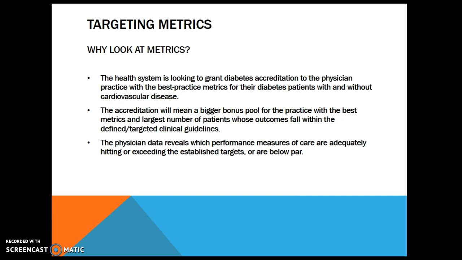What are we doing? We are looking at metrics because the health system is looking at a grant to grant diabetes accreditation to the physician's practice with the best metrics for their diabetic patients with and without cardiovascular disease. The accreditation will mean bigger bonus pools for the practice who has the best metrics and the largest number of patients whose outcomes fall within the defined targeted clinical guidelines. The physician data reveals which performance measures for care are adequately hitting or exceeding the established targets or are below par.